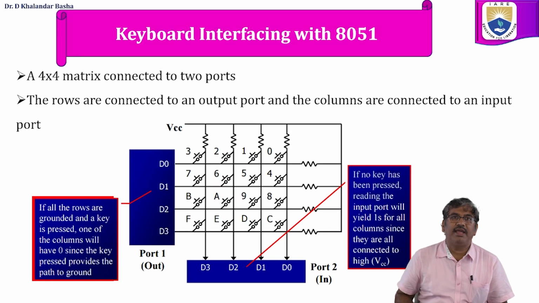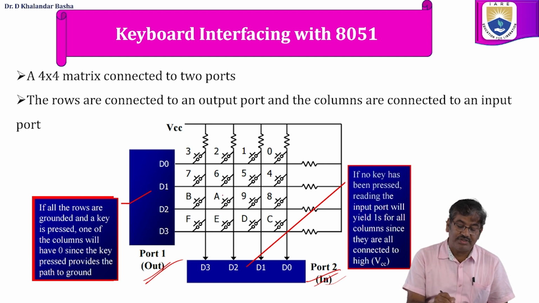So this is a typical diagram for a 4x4 keypad interface, where port 1 is used for row connections and port 2 is used for column connections. At any point, if a switch is closed, let us assume the switch C6 is closed. As we have placed the initial value for all the rows as 0, this node will be pulled to 0. The rest of the columns, as no switch is closed there, you get 1, 0, 1, 1.